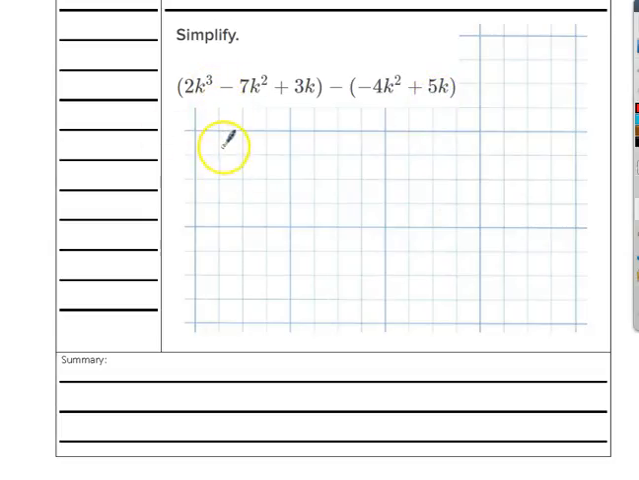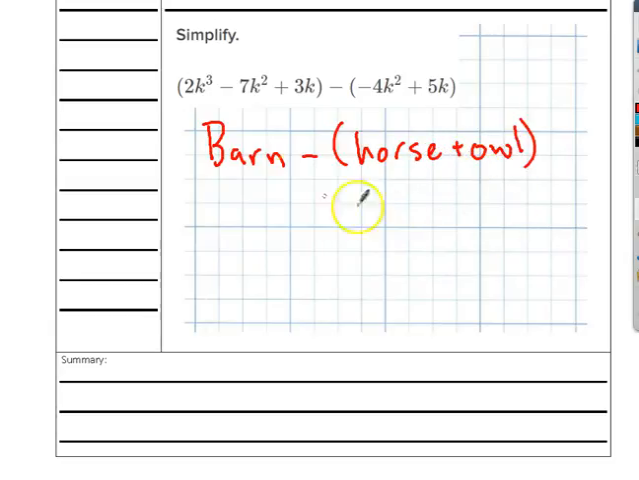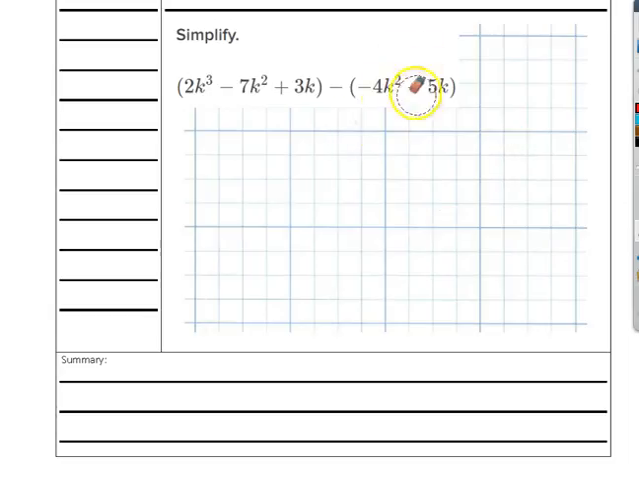You could think of it like a picture. So if you had a barn and you were subtracting a horse and an owl, that would mean that you're subtracting both the horse and the owl from the barn. So we're going to be subtracting both terms here from this term. And the reason why that's complicated is because these terms can be negative.